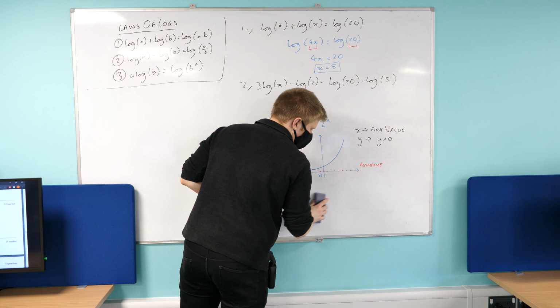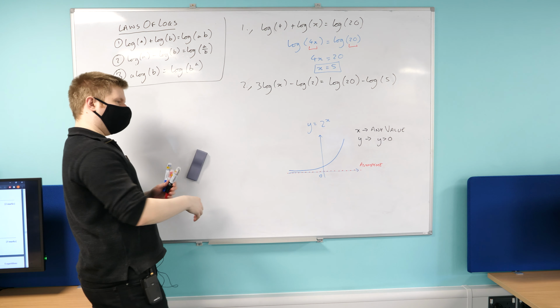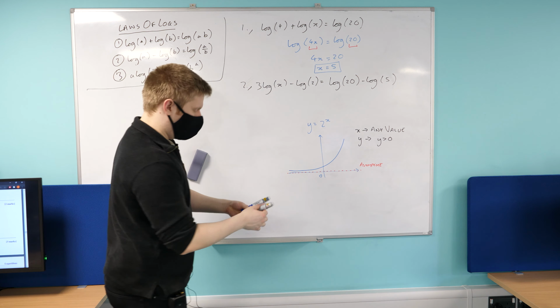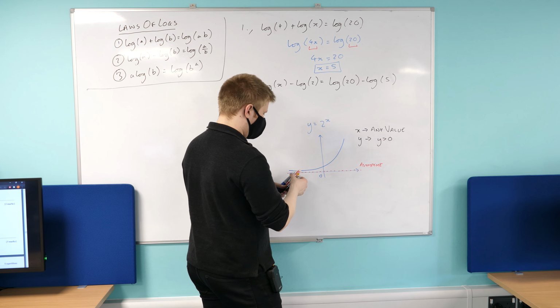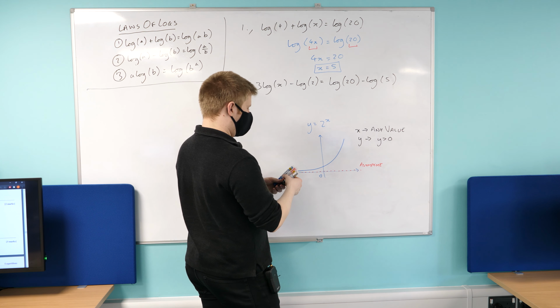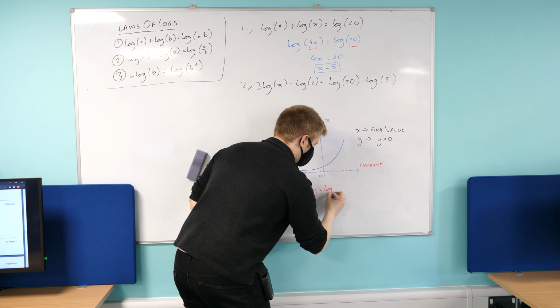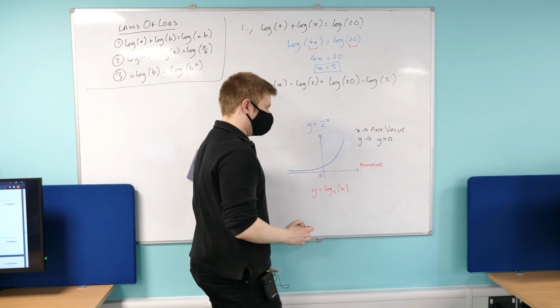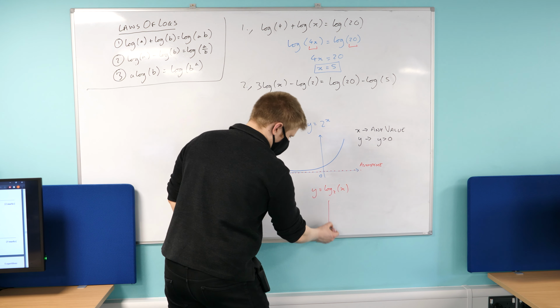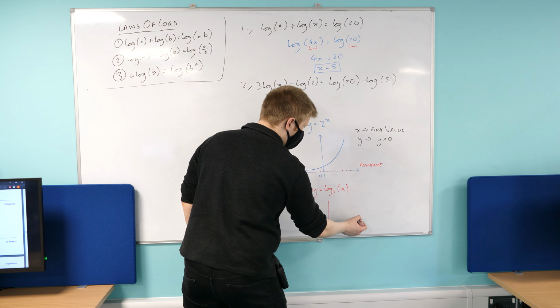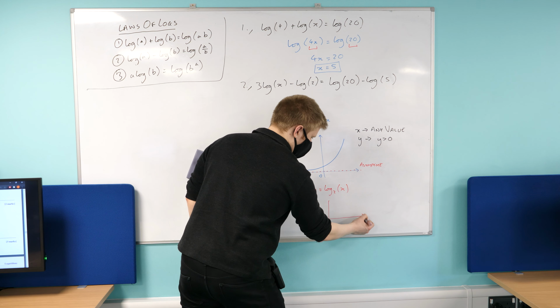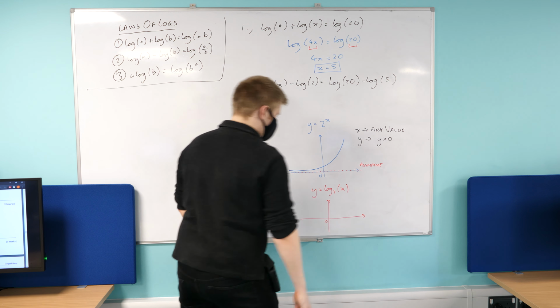Now, this is really important. What does the graph y equals log to the base 2 of x look like? So what does the logarithm graph look like? Let's do it in red. So let's look at the graph y equals log to the base 2 of x. Okay, just going to draw in my axes. I'm going to have to squish it in a little bit, but I think it'll be okay.